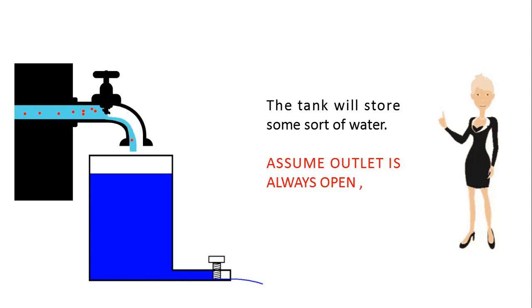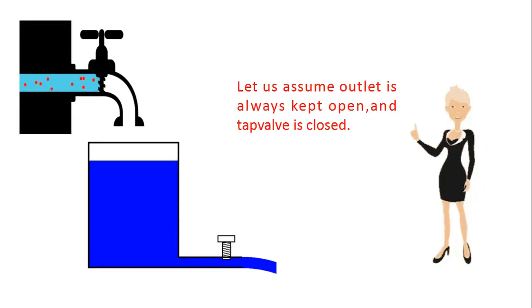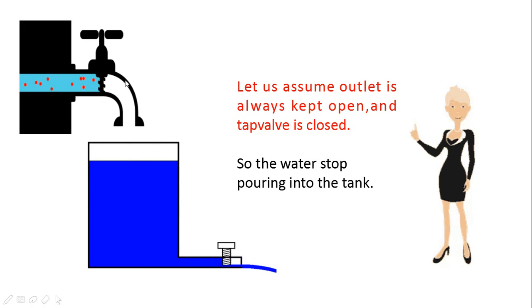Now, this tank will store some water. Assume this outlet is always open. From the outlet, we will get the water flowing out of the tank. Now we close this tap valve. So the water stops pouring into the tank. There is no water flow from the tap to the storage tank.